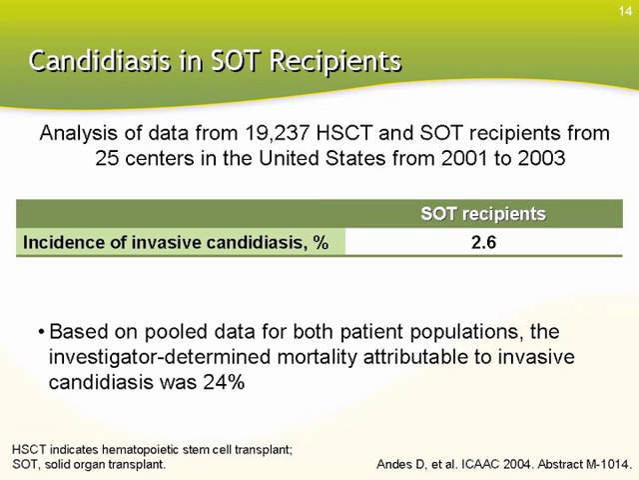So why do we care? Part of the reason that we care is that the attributable mortality in highly immunocompromised patients, such as stem cell transplant patients and solid organ transplant patients, is approximately 24%, so about 1 in 4.